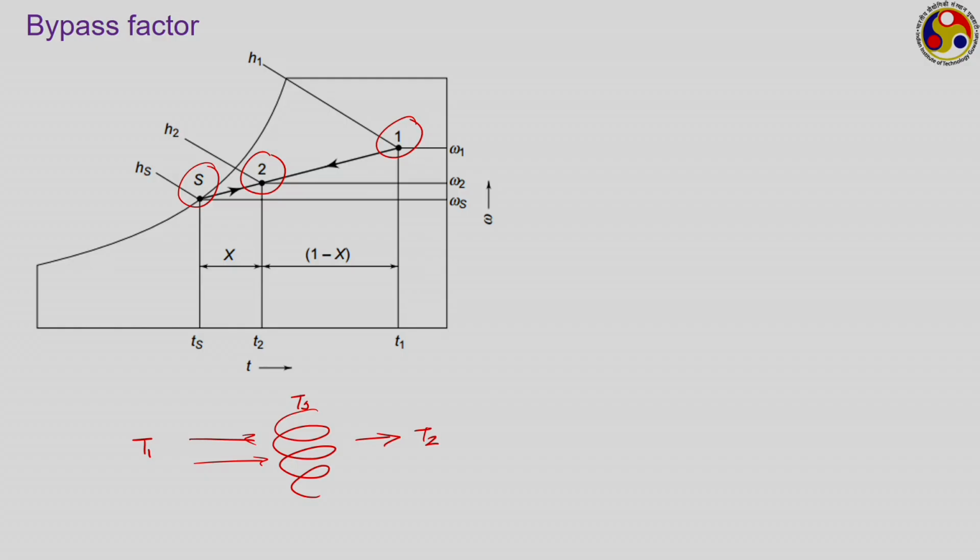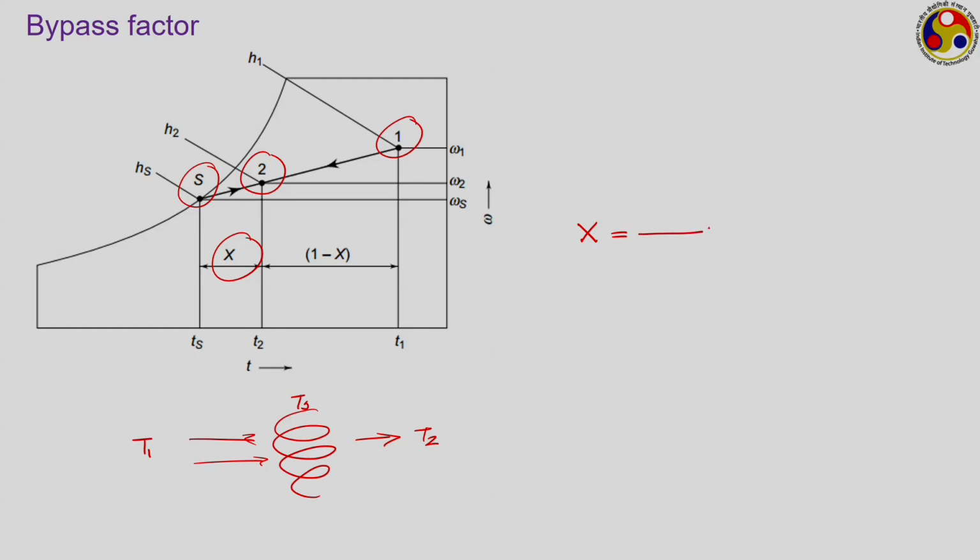So, this T2 of course will be located somewhere along this straight line joining 1 and S, and the magnitude of this T2, or the position of this point 2, will definitely depend upon what fraction of air is coming in contact with this cooling surface. And to define that, we define this factor, bypass factor, denoted by X. Bypass factor refers to the fraction of air which has not come in contact with the cooling coil. This is the portion which has not come in contact with the cooling surface, and there are several ways we can define the bypass factor.